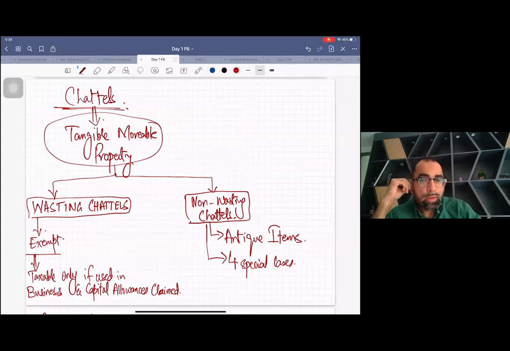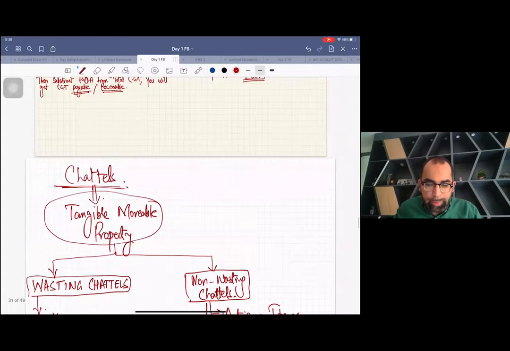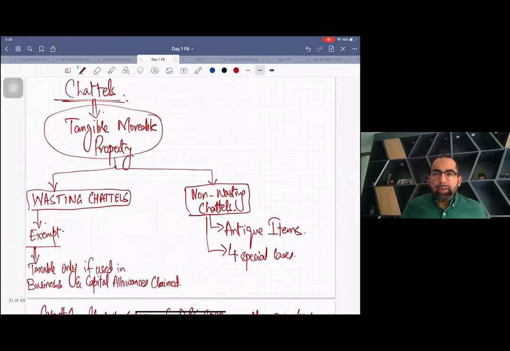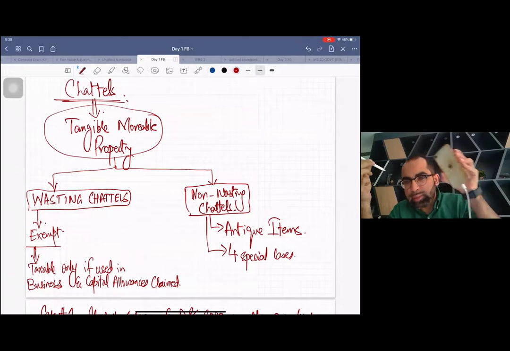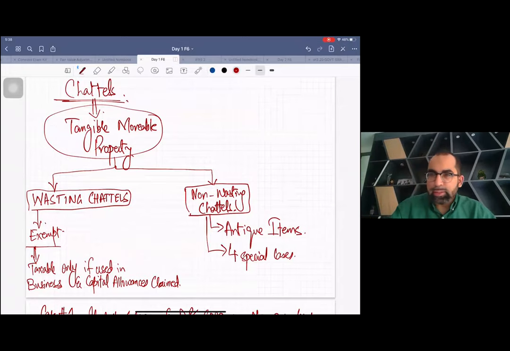Now, the next topic is chattels. Chattels means tangible, movable property which can be touched, like this pen, this phone, this cup. Plates, paintings, jewelries, your watch, your rings, bracelets, these all are chattels, right? Now, what is the treatment of chattels?